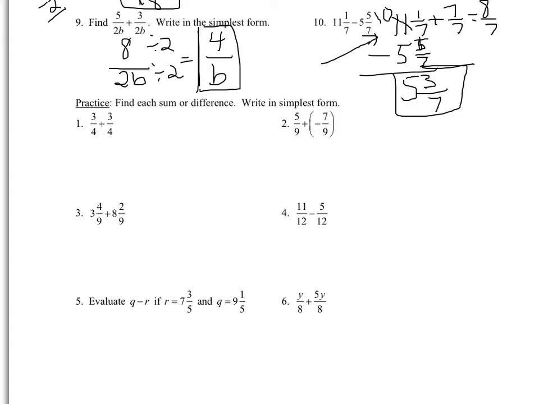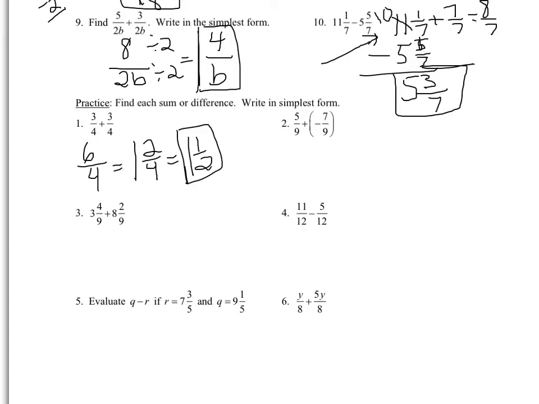All right, guys, let's go over these practice problems real quick. Okay, number 1, 3/4 plus 3/4. We're going to keep that denominator of 4. 3 plus 3 gives us 6. Now, 6/4 is improper, so 4 would go into 6 once with 2 left over. So it'll be 1 2/4, which simplifies down to 1 1/2.